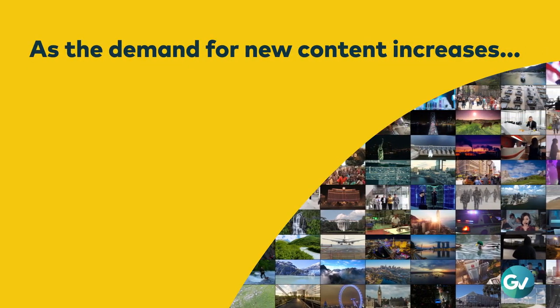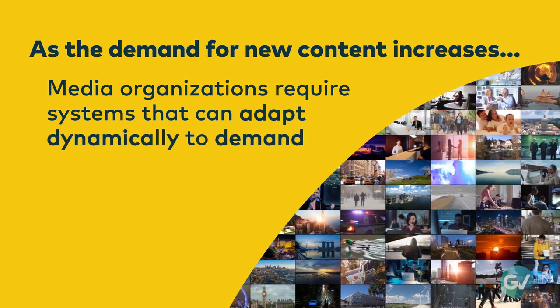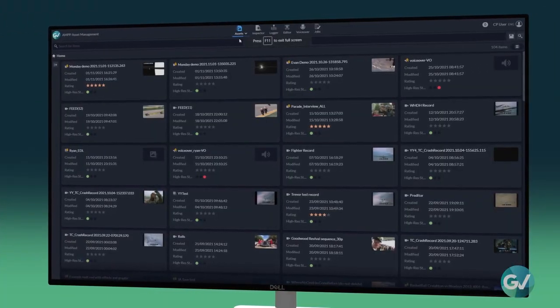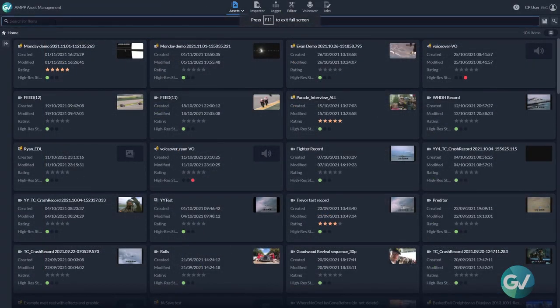As the demand for new content increases, media organizations require systems that can adapt dynamically to demand and foster global collaboration. Running on AMP, Grass Valley's Framelight X is designed specifically to empower global collaboration.